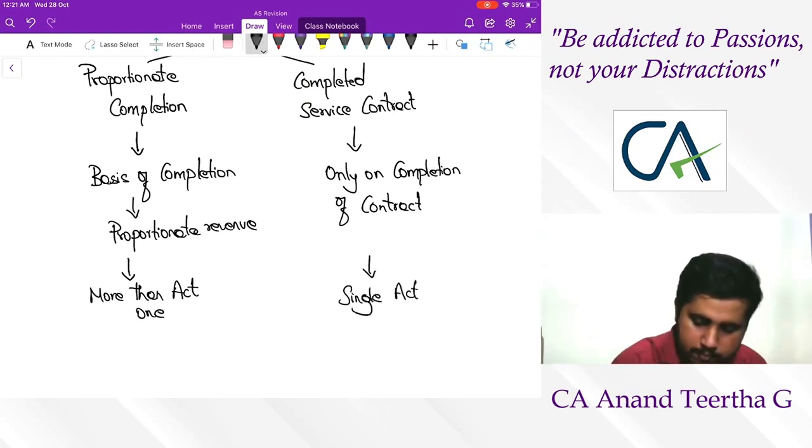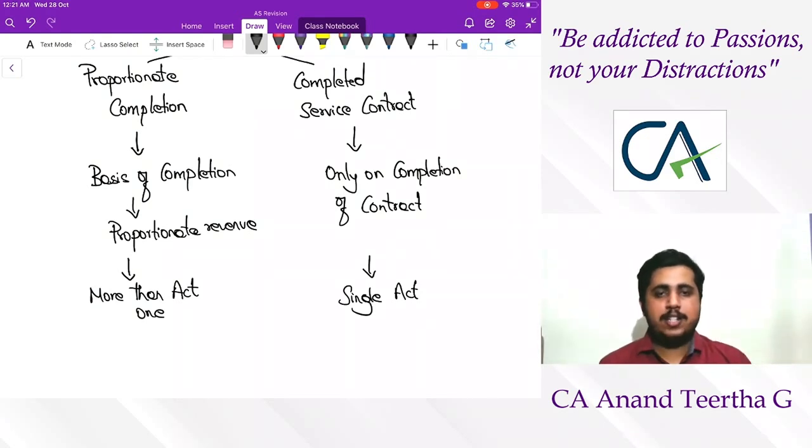Now example, assume that we are supposed to audit an organization for 12 months. Once I finish every month's audit, I am going to give a bill to them. I am going to recognize revenue for that month. So what happened? There is more than one act in the contract. Therefore, I will recognize revenue on a proportionate basis. Assume that the total audit fee for the entire year is 1,20,000. Every month when I audit it, I will bill 10,000 rupees. So more than one act, proportionate completion.